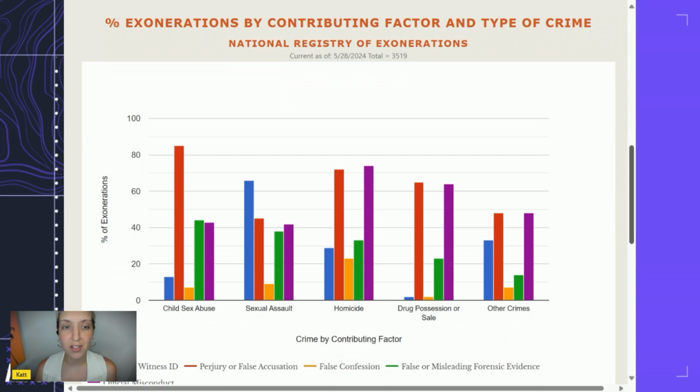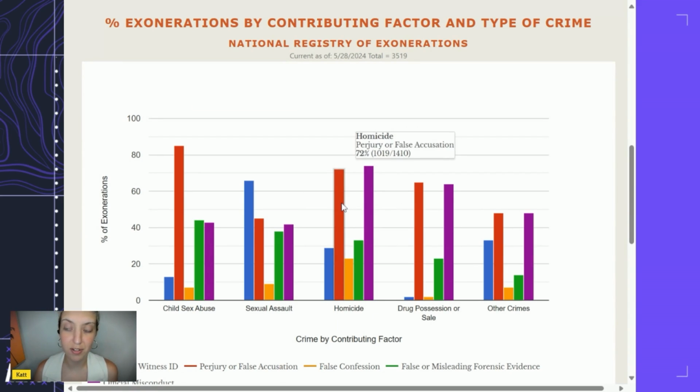There's also another interesting chart here that shows percent of exonerations by the contributing factor and type of crime. So if you look at child SA, we see the number one reason is perjury or false accusation is the leading contributing factor. Also in the running are false or misleading forensic evidence, and official misconduct. If we go over to SA, the leading contributing factor is mistaken witness ID, but we also have 3 in the running here for perjury or false accusations at 45%, false or misleading forensic evidence at 38%, and official misconduct at 42%.